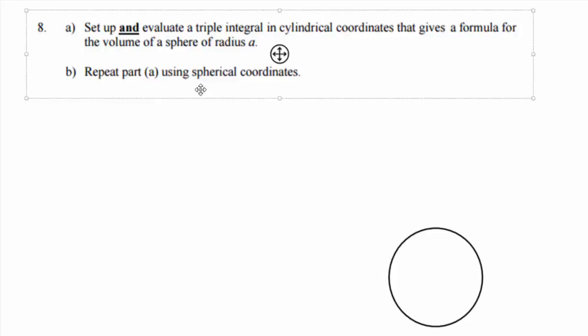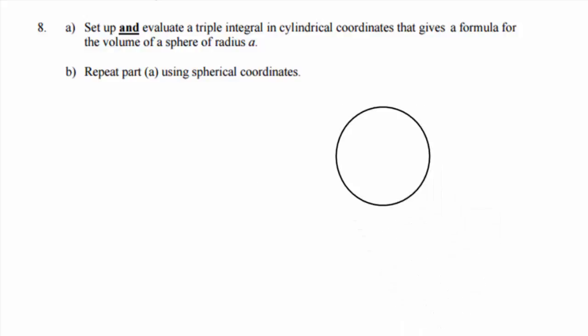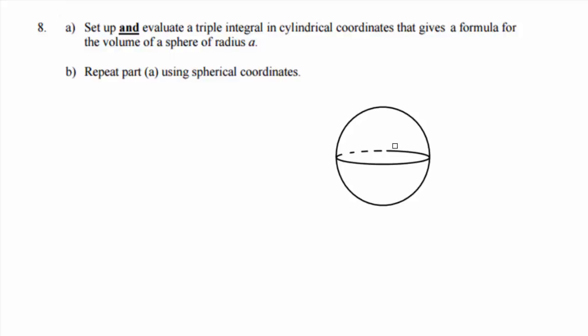Okay, so in this problem, we're first going to find the volume of a sphere using spherical, or cylindrical coordinates, rather. So you draw just a circle and then kind of the equator, and you've got yourself a decent picture of the sphere. Now, I'm going to say that the center of this sphere is the origin, and it has radius a.